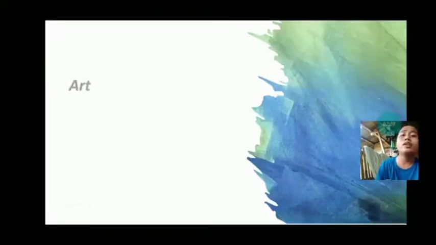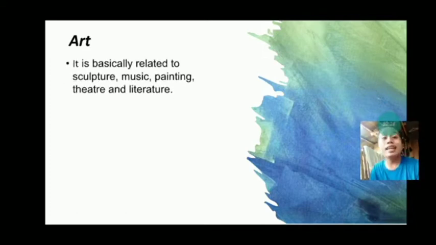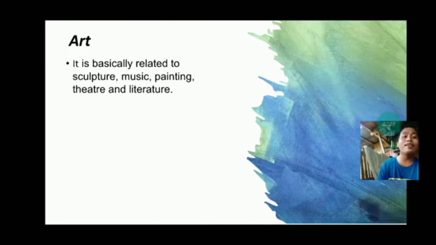Starting with the word art. It is basically related to sculpture, music, painting, theater, and literature. Sir, manong na-appeal mo sa sculpture ni art, manong na-appeal mo sa music ni art, which is music is a subject and art is subject too. Manong na-appeal mo sa painting, sa theater, sa literature.